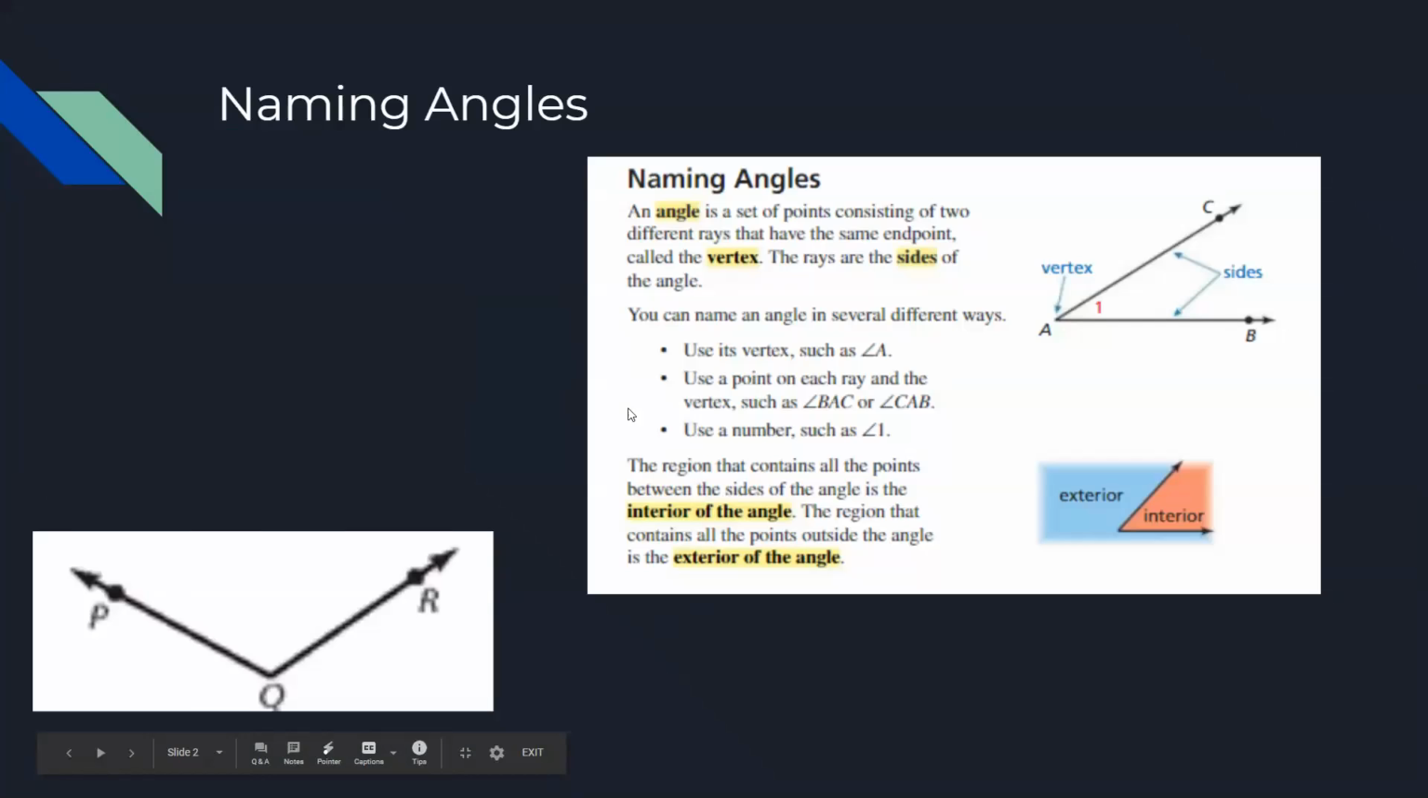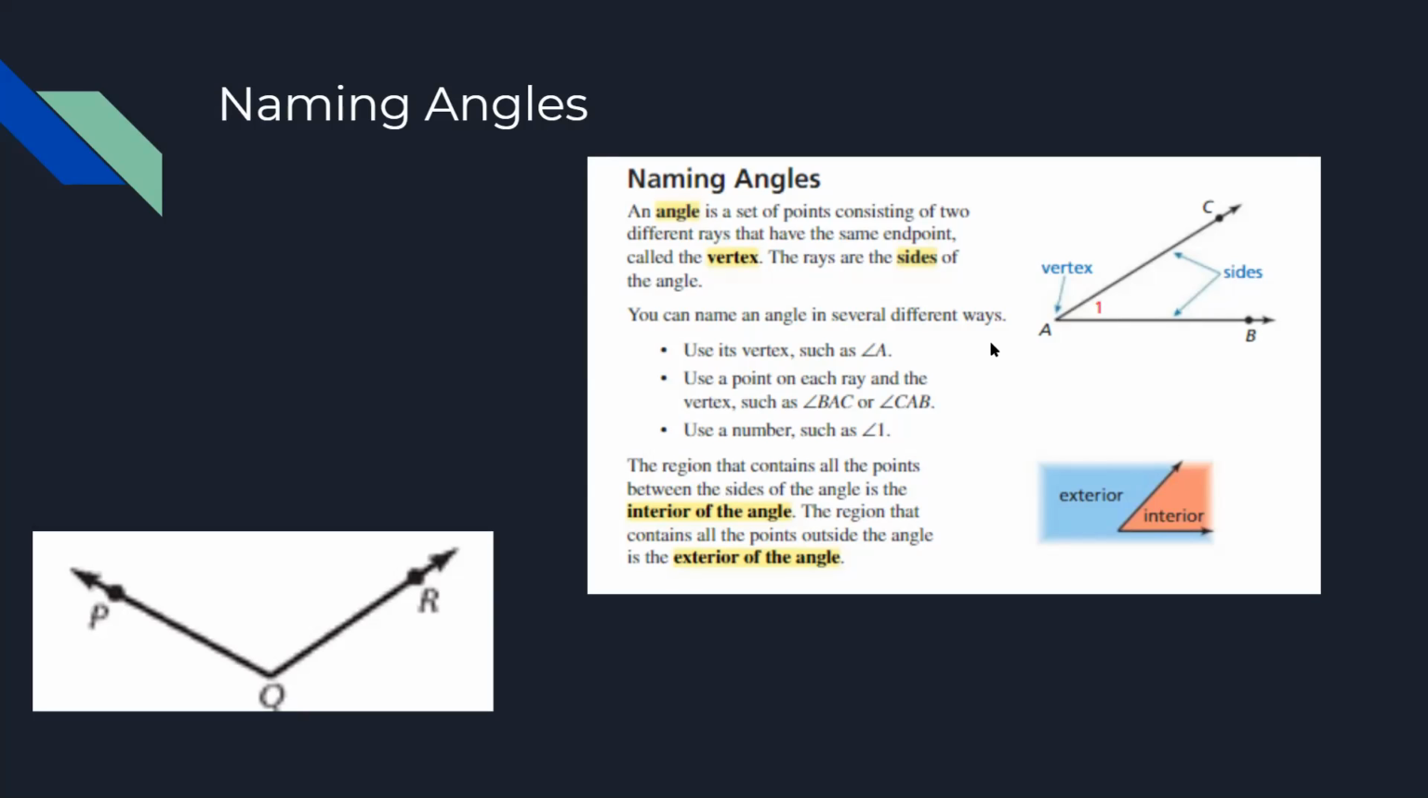So naming angles. An angle is a set of points consisting of two different rays that have the same endpoint called the vertex. The rays are the sides of the angle. You can name an angle in several different ways. Use its vertex, such as angle A right here, and use a point on each ray and the vertex, such as angle BAC or angle CAB. Use a number such as angle 1.